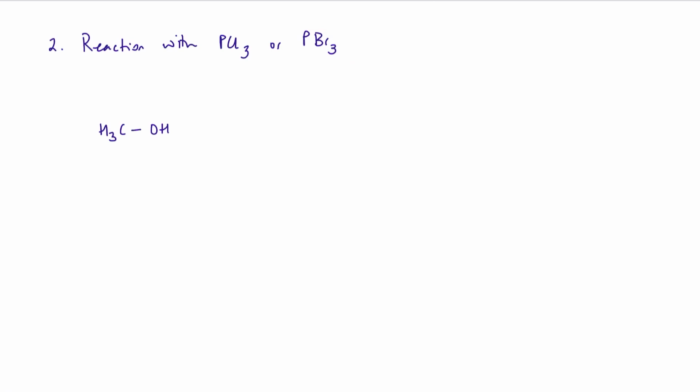The second way of activating the hydroxyl group in the alcohol is to carry out this reaction with phosphorus trichloride or phosphorus tribromide. So let's have a look at this reaction with PCl3. So we've got phosphorus bonded to 3 chlorine. Remember, each of these chlorine is very delta negative, which makes the phosphorus in the middle nicely delta positive.